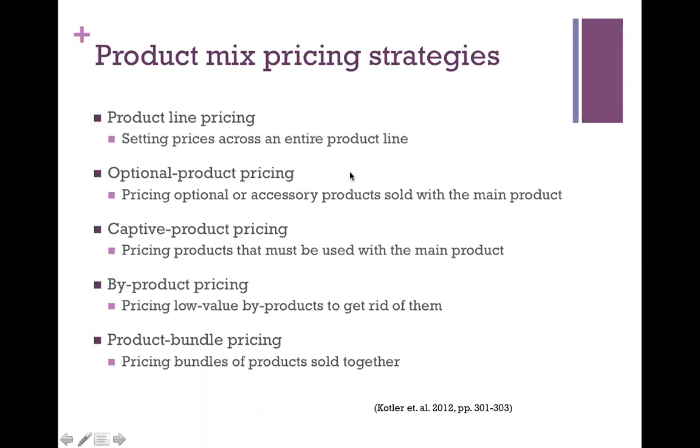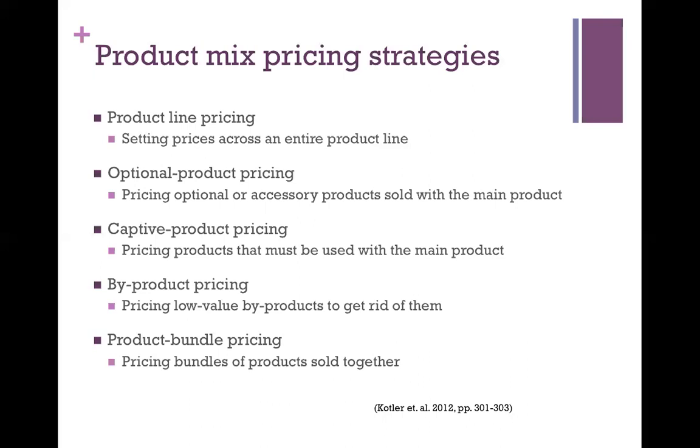And the next one is optional product pricing. Optional product pricing shows the relationship between the main product and the accessory product. If you look at mobile phones, for instance, the marketers need to think about how much they charge for the main product, the mobile device, and how much they charge for the accessories, such as the cable, the charger, the battery, the casing, and so on and so forth. And the next one is captive product pricing, which also shows the relationship between the price of the main product and the accessory.